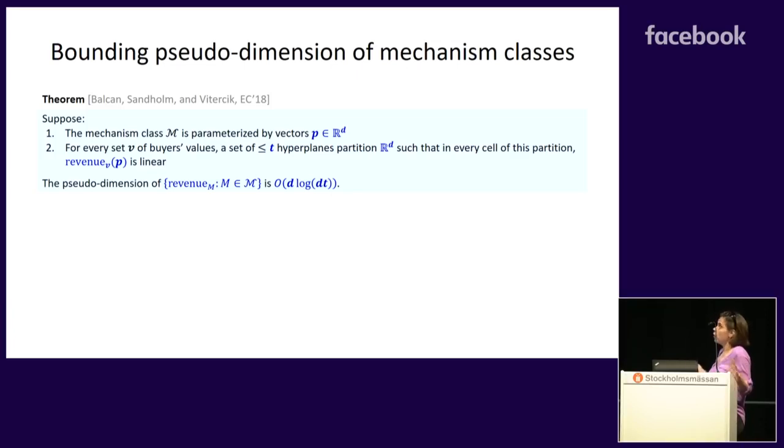is actually quite small. It's only order of d log(dt). Here d is the dimension of the parameter space. Notice that it appears in the pseudo-dimension bound, but the dependence on the number of hyperplanes is very small. It's only logarithmic. That's an interesting result we can show.